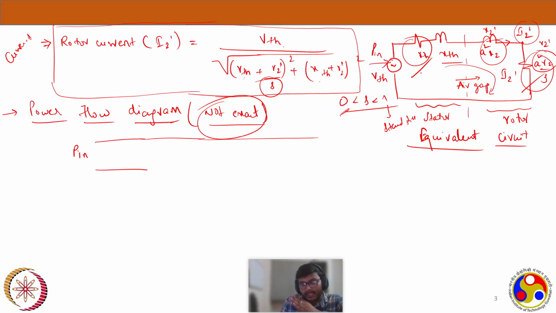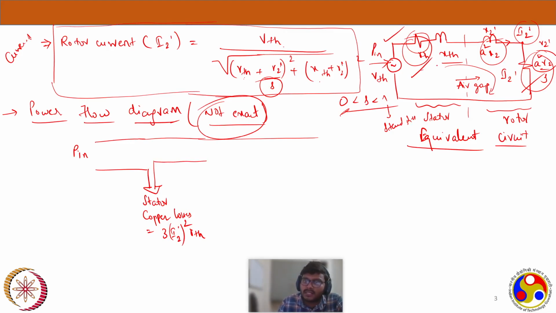Once the power enters the circuit, first it will encounter this resistance here that will contribute to some loss. Since the resistance is on the stator side, I will call this loss the stator copper losses. I'm writing this arrow mark because some loss is happening here. So the stator copper losses are equal to 3 I2' square R. The 3 means it is for all 3 phases, because this equivalent circuit is per phase. I'm making the power flow for the entire 3 phase machine, so it's multiplied by 3. So 3 I2' square, and what is R here? R_TH. That is the stator side copper losses.